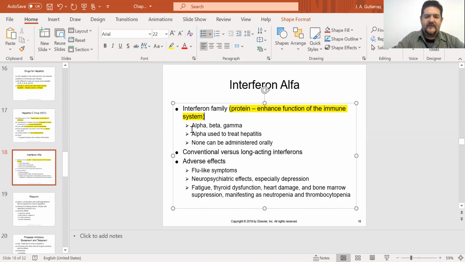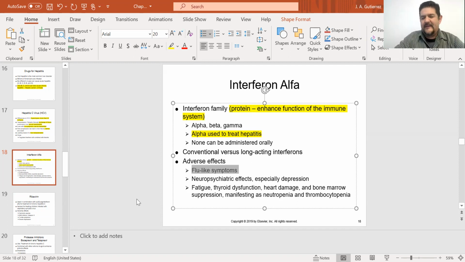So regarding interferons, we have 3 types: alpha, beta, and gamma. And alpha is the one that is used for hepatitis. The medication is IV. We don't have PO. The adverse effects: the patient may feel like they have the flu. That means that they feel weak.